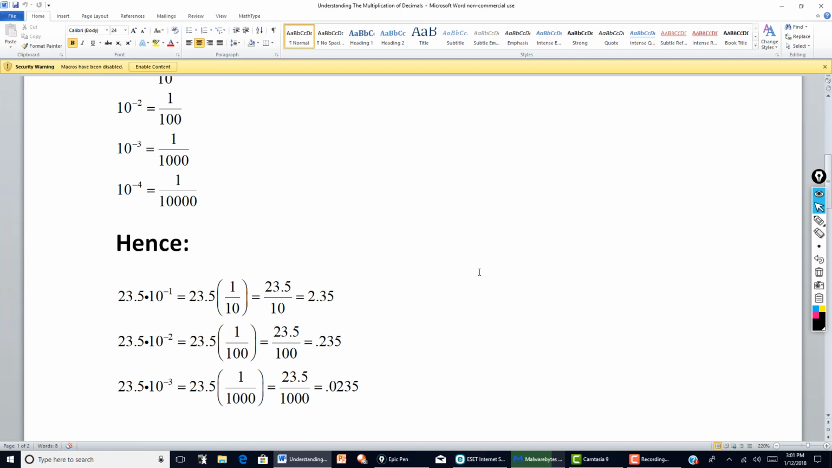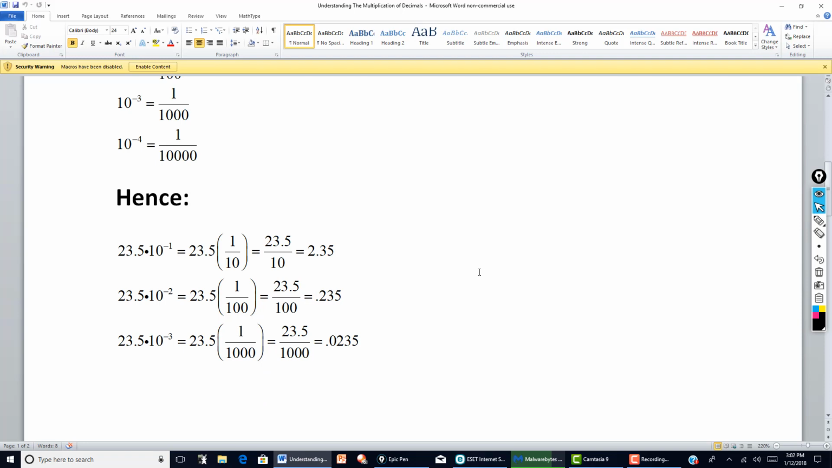If you have, say, 23.5 times 10 to the negative 1, that's the same thing as multiplying that 23.5 by 1 over 10, which is the same thing as 23.5 divided by 10. So that comes out to 2.35. Doing the division, multiplying by 10 to the negative 2, you can see the setup there, gives me 0.235. You multiply that same number, 23.5, by 10 to the negative 3, you get 0.0235.